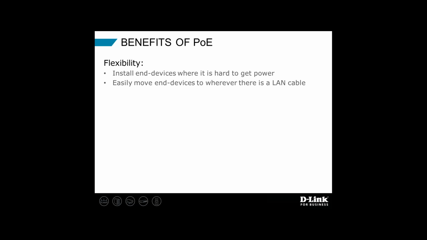In a warehouse, I could put my IP cameras way up in the corners where I don't have access to AC power for my wall warts. For wireless access points, I can put them up above the ceiling tiles in plenum airspaces where there may not be AC power. As long as I can reach it with a LAN cable, I can deploy my end device.